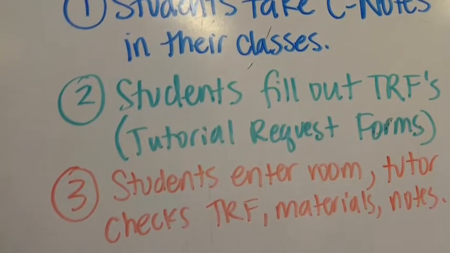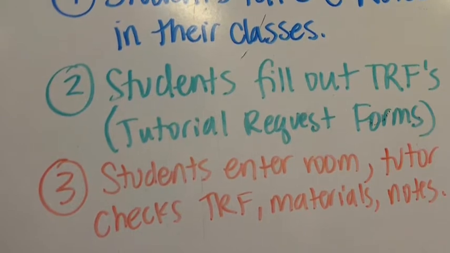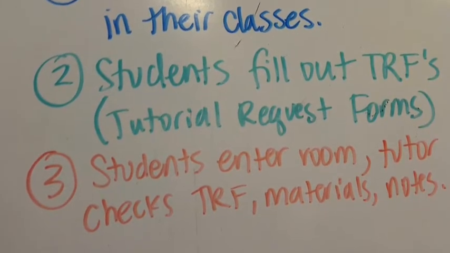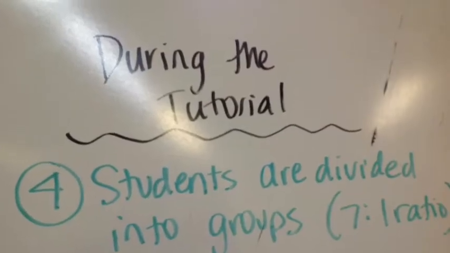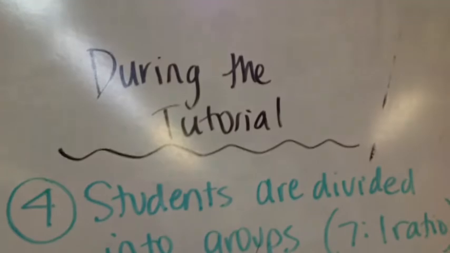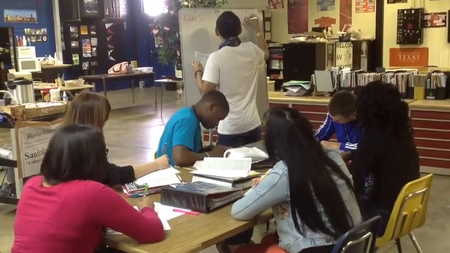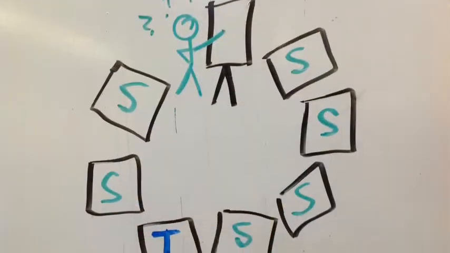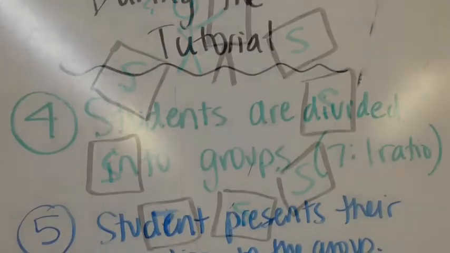It's important that students don't enter empty-handed, so tutors check to make sure that they have books, materials, and notes for the questions that they're planning on presenting in tutorials. The tutor or the teacher takes time to read over the tutorials to break students into groups with a 7-to-1 ratio of 1 tutor to 7 students. It's really important that that tutor doesn't guide the group but acts as a facilitator, sitting among the students and guiding questions.